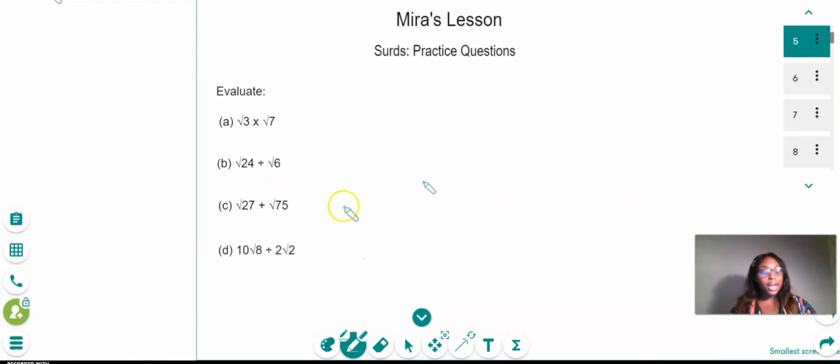We now have some practice questions of multiplication, addition and division. So the first one asks us root 3 times root 7. This will give us the answer of root 21, because 3 times 7 is 21. Next we have root 24 divided by root 6. 24 divided by 6 will give us the answer of 4. So our answer would be root 4, which when simplified is equal to 2.